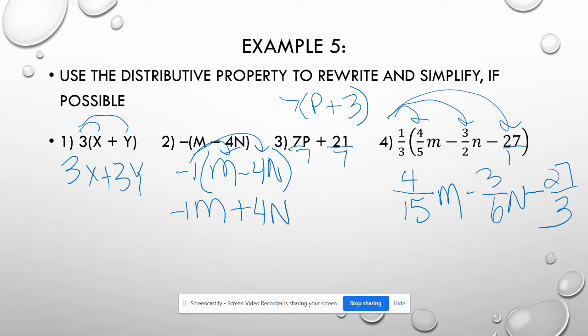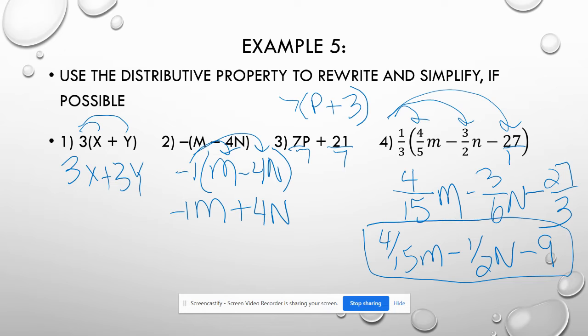We'll go through and check to see if we can reduce. 4/15 I cannot reduce, so we leave the 4/15 m. 3/6 we can reduce to 1/2, so we have 1/2 n. And then 27/3, we can divide 27 by 3 evenly, which makes it 9. And so this would be our final simplified answer. We have no other like terms to be able to combine.